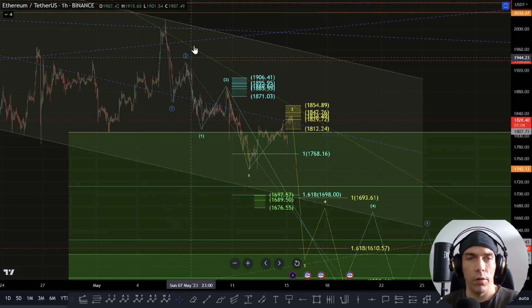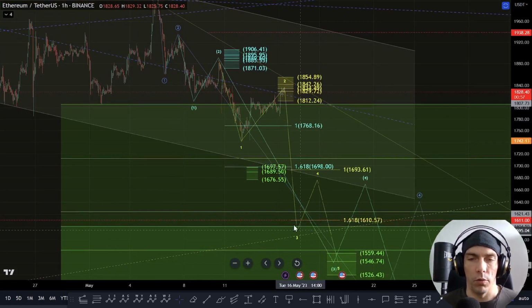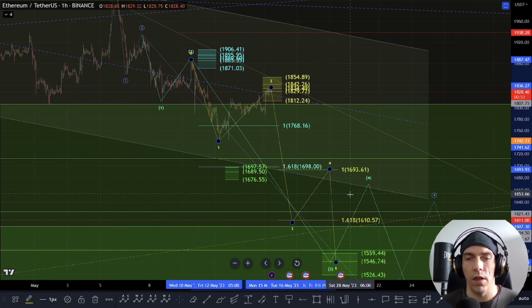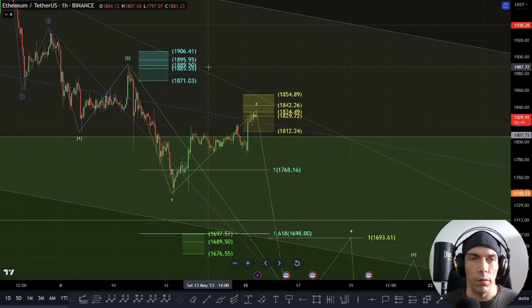Now, we could also have this as a different count here, so we're going to go over that in a second. But if we have this as a 1, 2, 1, 2, and another 1 and a 2 here, potentially what this could actually set us up for is a bigger drop to the downside, where we see a move down towards this zone of the 1610 as a wave 3.